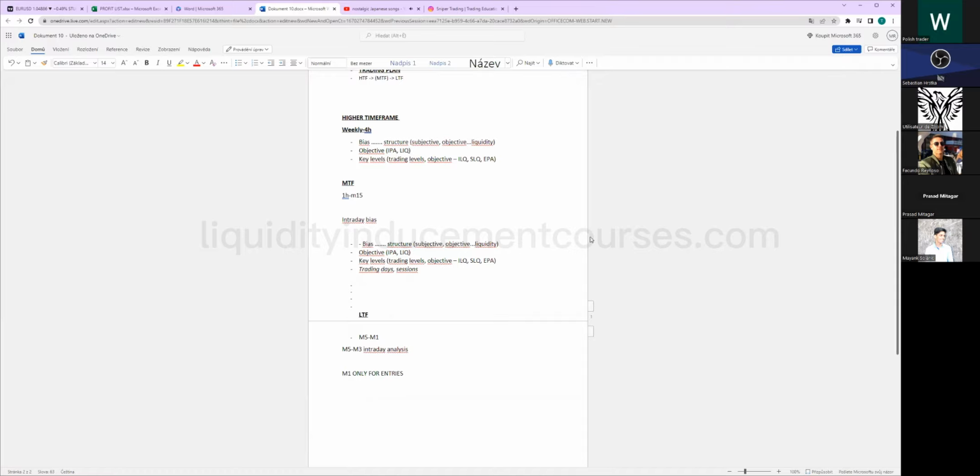So that's all. But let me check to be sure. And then you just look for structure. And that's everything. You use structure, you go to M1 after if something happens on M5 and M3.